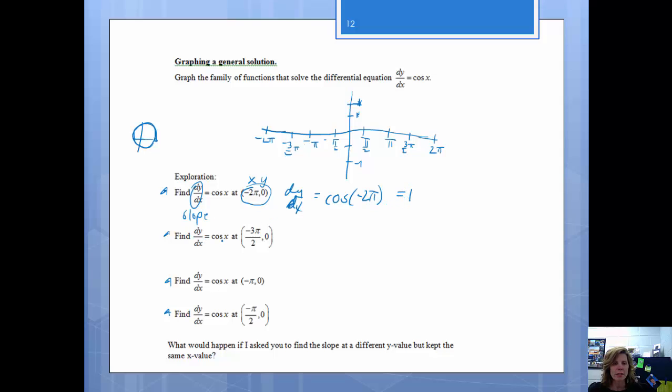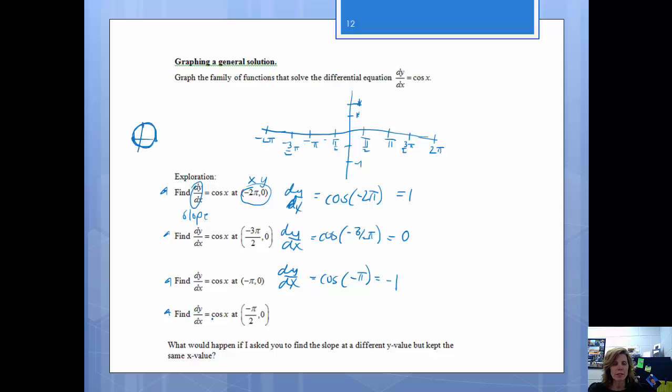Next, dy/dx of cosine x at (negative 3/2 pi, 0), we're going to be again finding the slope. So that would be cosine of negative 3/2 pi. That would be going clockwise around 1.5 pi, which would be up here. The cosine up there would be 0. Then finding dy/dx equals cosine x at (negative pi, 0), we're going to get dy/dx is equal to the cosine of negative pi. And cosine of negative pi is just over right here. That x value is negative 1.